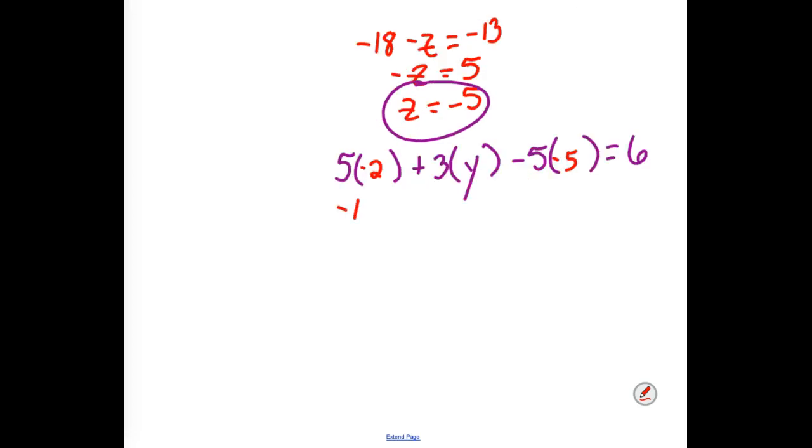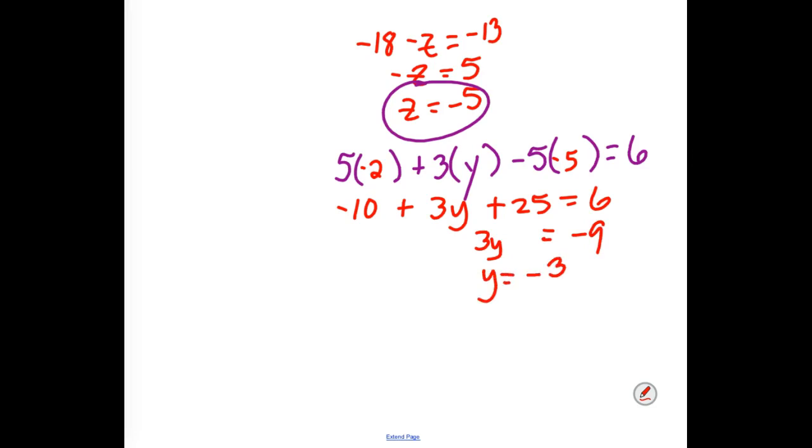So combining, we've got negative 10 plus 3y plus 25 equals 6. Negative 10 plus 25 would be 15. If I subtract the 15 to the other side, I end up with negative 9. So y must be negative 3. All right, ordered triple. X is negative 2, y is negative 3, z is negative 5. Again, if this is a test question, would I take those back and plug them into the other two equations that I haven't tried yet? Okay?